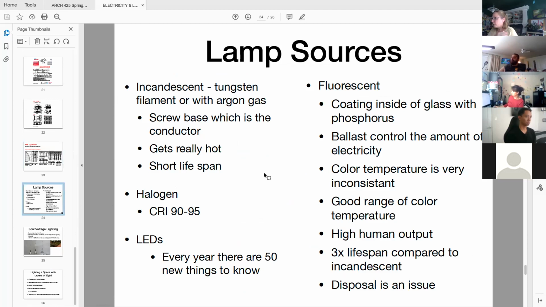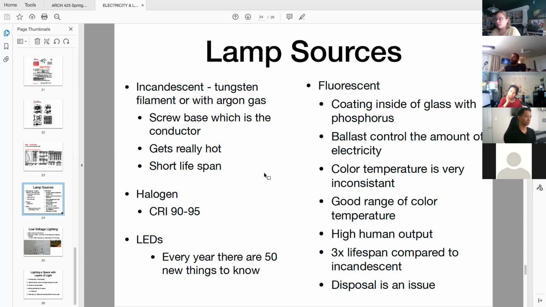Couple different lamp types. We looked at the CRI effect of these different lamp types a minute ago. Incandescent light bulbs are being phased out. You can still get them, but they're not as common anymore. And eventually you're not going to be able to find them, mostly just because they use so much more electricity, and LED technology has come so far in the last 20 years.